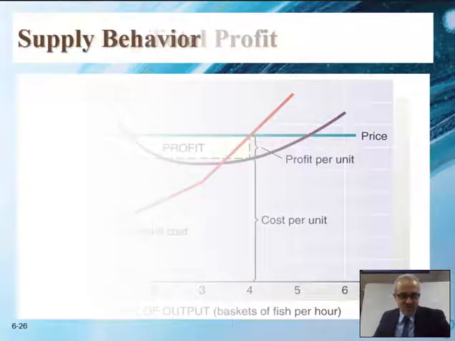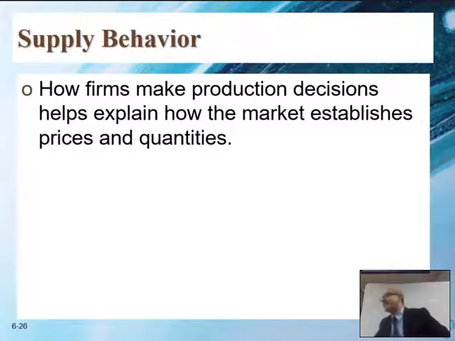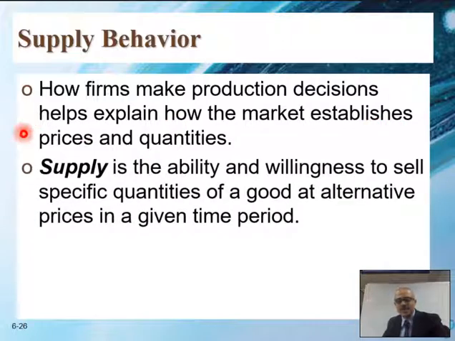So here, in order to continue, let's look at the supplier on the other side. Let's look at supply. Supplier behavior, how firms make production decisions, helps explain how the market establishes prices and quantities. Supply is the ability and willingness to sell specific quantities of a good at alternative prices in a given time period. This is the definition from chapter 3.